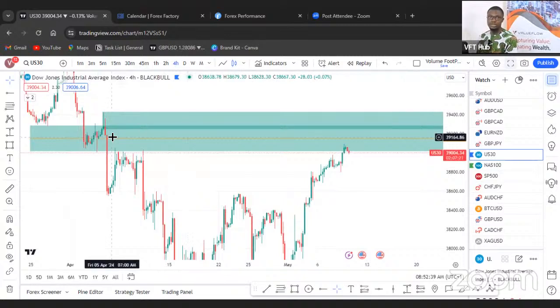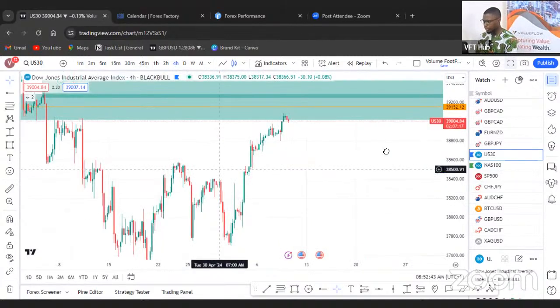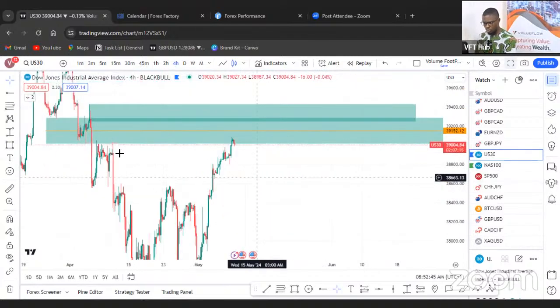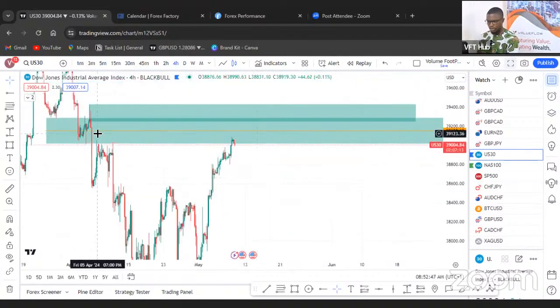However, if the stop loss is quite large, say 150 pips or thereabout, I'm not willing to take it on this trade. When you go down to the M15 or M30, there are much better entries. There are other refined entries we can use to enter this market.